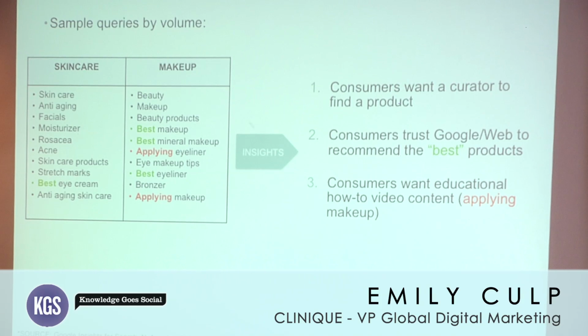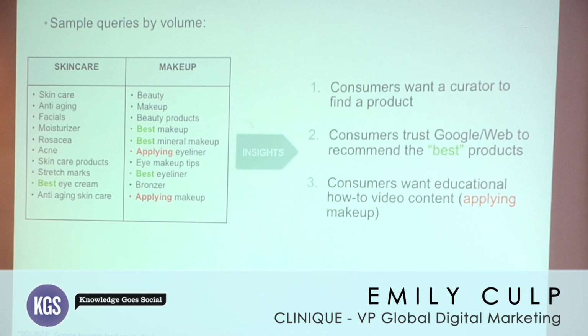bubble up, such as best, which leads into the second insight, which is consumers trust Google or the web to recommend the best products. And I think that's a very important point, that consumers really are seeking a neutral or third-party source that is providing them with authentic feedback. And there's an inherent trust from consumers that Google is that source. And then our third insight is consumers want educational how-to video content. And where this is extremely powerful for brands such as Clinique is, given our dermatological heritage and our educational focus, we have a lot of this content that we can actively share with our consumers.